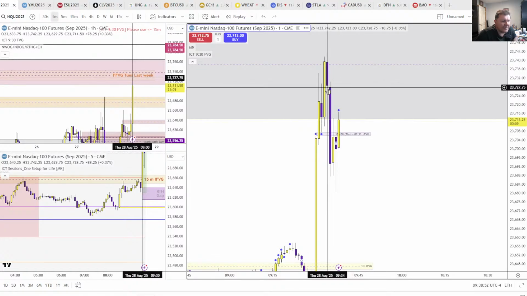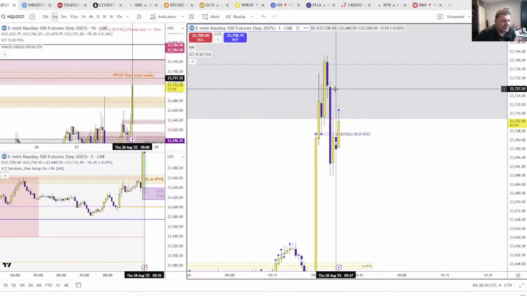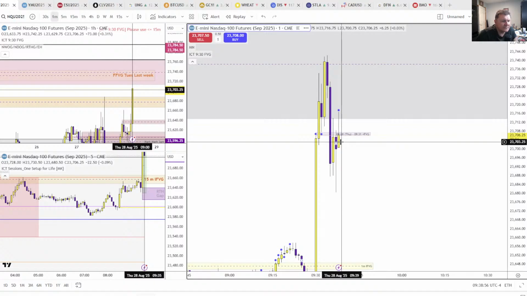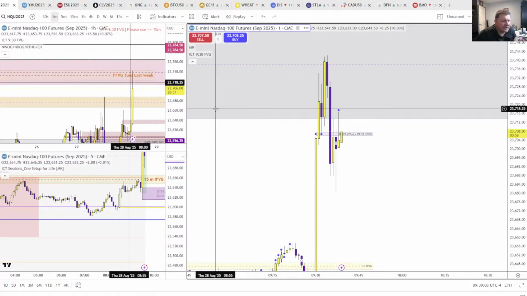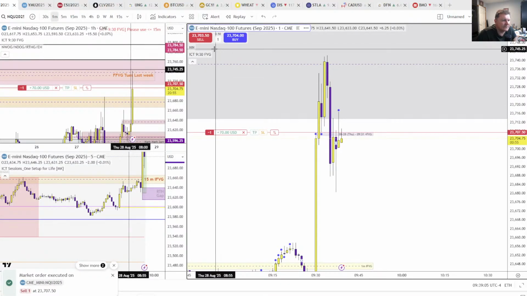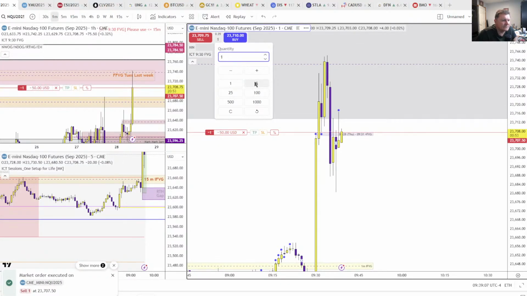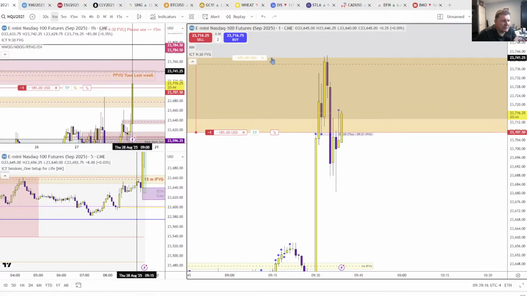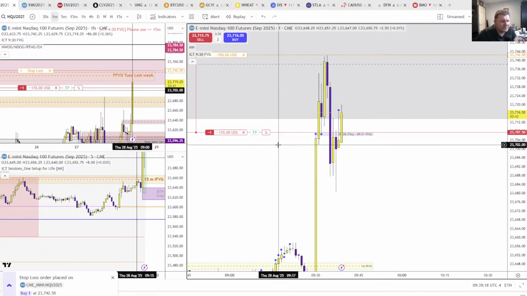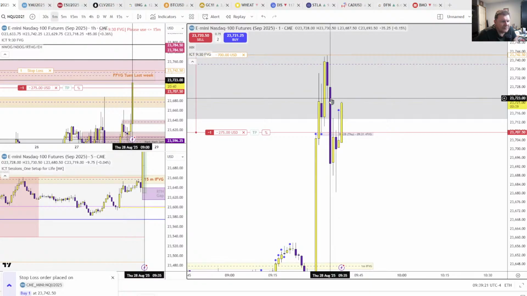We'll come all the way back up into here, this mean threshold. Close below there. Good. Now I'm going to sell that short again. I'll layer in up to here. Stop loss again, we'll go up here. If I close above here, I'm on the wrong side of that.